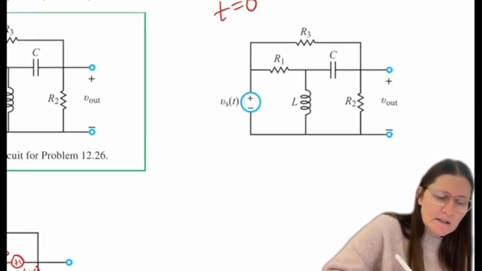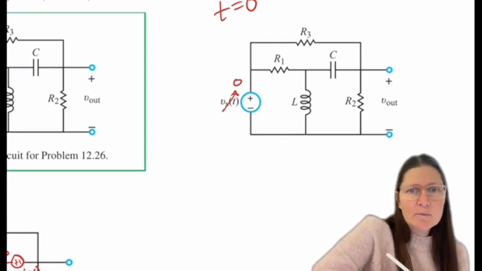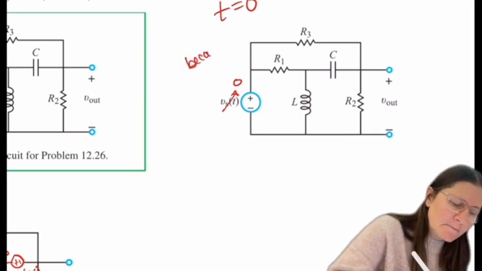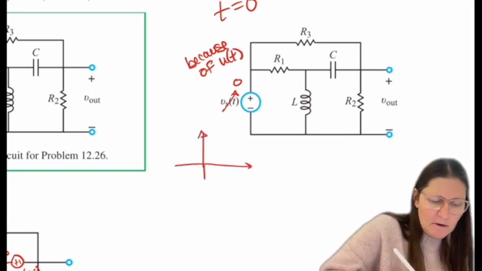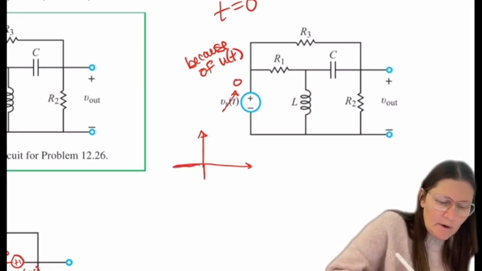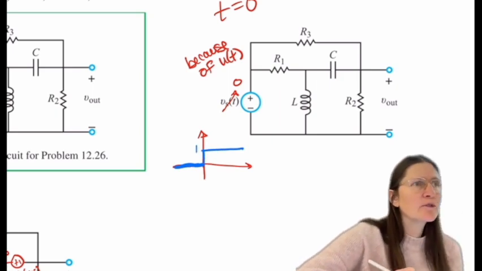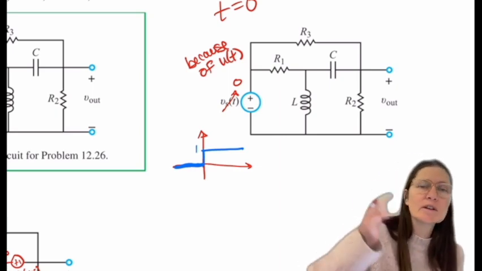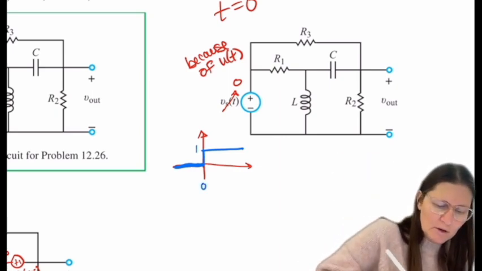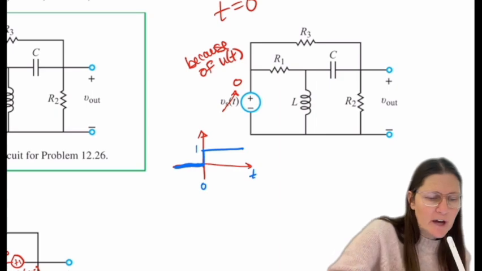And then to find this, it will be a value of 0 because of the U of t. Remember that U of t is 0 until time 0, and then it goes to a 1. So it's just multiplying whatever that function is times this. So anything before time 0 is 0. So you use 0 volts for that.